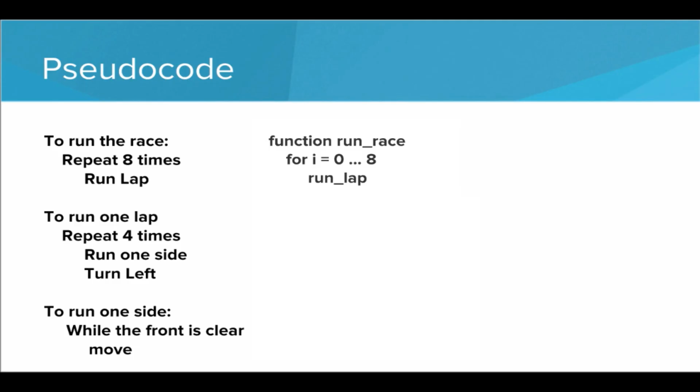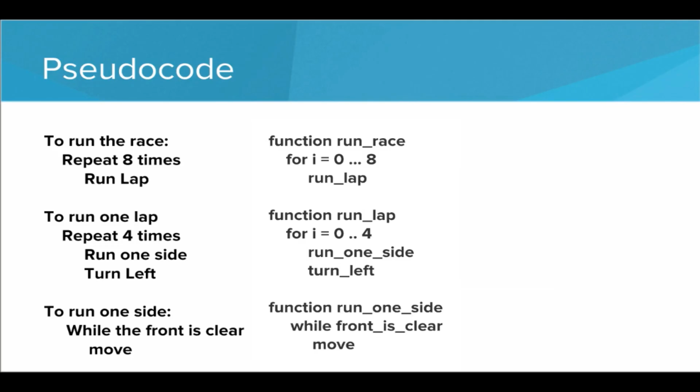Okay, but now we have to define run lap. So to run one lap, that's going to be function run lap. Repeat the following 4 times. Well, that's going to be a for loop that goes from 0 to 4. And inside this for loop, we want to run a single side and then turn left. Okay, but now we have to define run one side. So function run one side. So our natural language algorithm says while the front is clear, move. So in pseudocode, we're going to use a while loop. While the condition front is clear, go ahead and move.